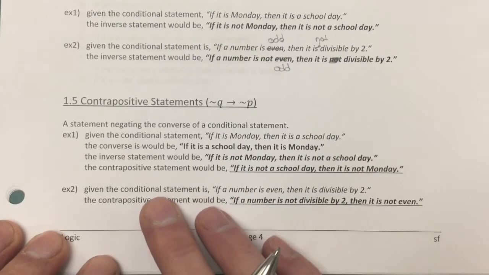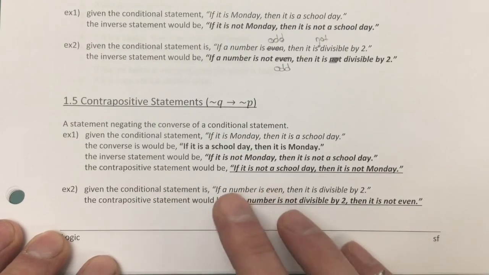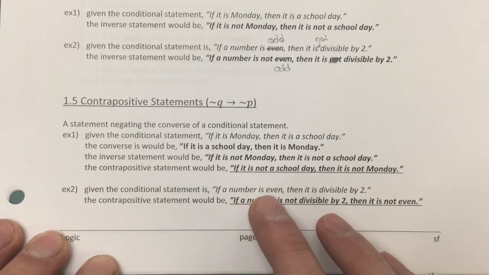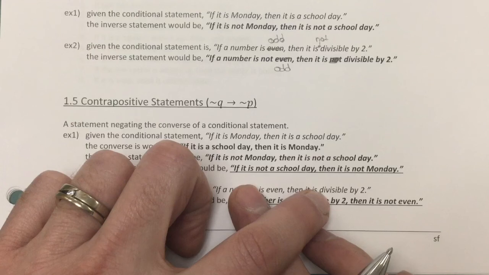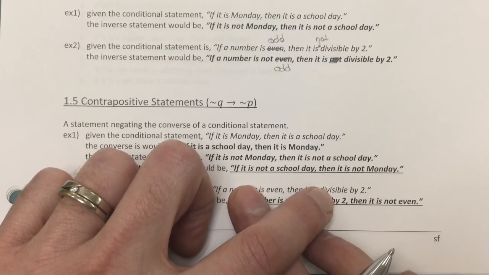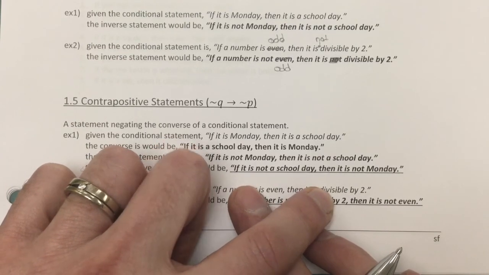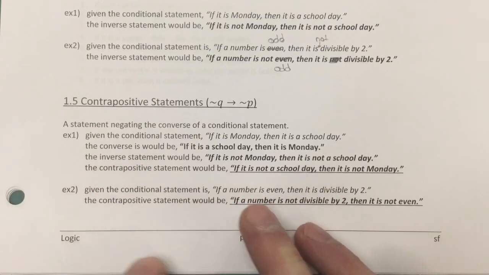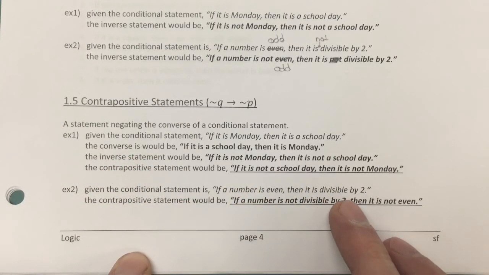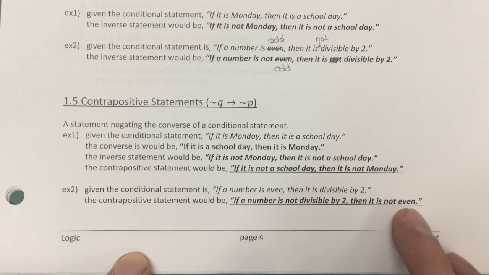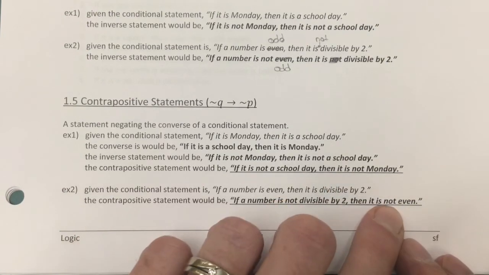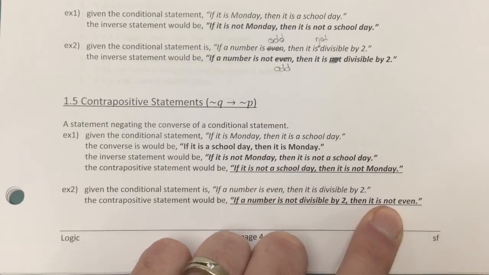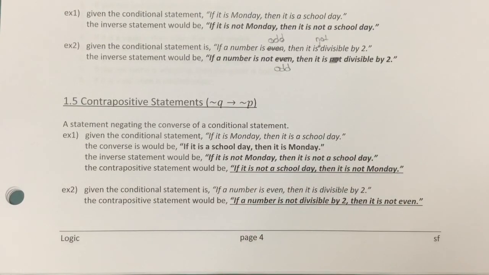So here's one more example. The conditional statement is, if a number is even, then it is divisible by 2. The contrapositive would flip these and make them both negative, or give you the opposite. So that would mean, if it is not divisible by 2, then it is not even. So that would be the contrapositive statement.